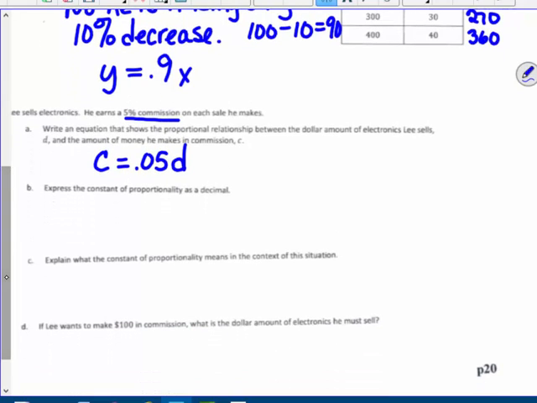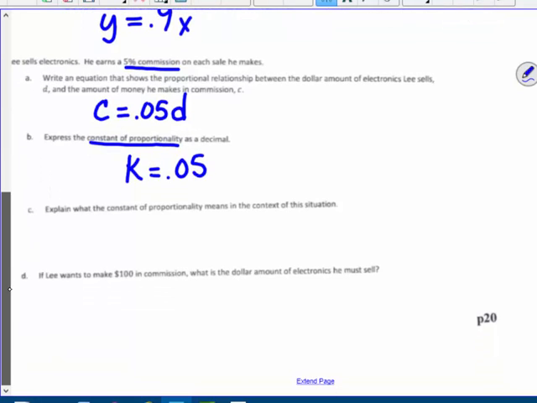Express the constant of proportionality as a decimal. Well, there it is. Every time, it's a rate. He's going to get 5 cents on each dollar that he sells. So that's the rate, 5 cents per dollar. That's the constant of proportionality. So that constant of proportionality is equal to 5/100ths. Explain what the constant of proportionality means. Oh, I just did.